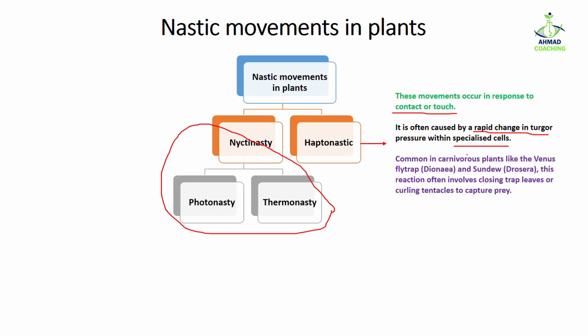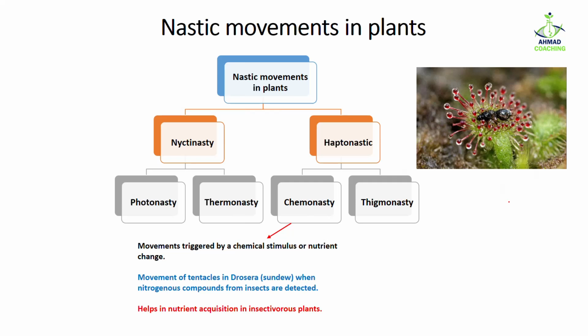This type of movement is common in carnivorous plants that rely on small insects, such as Venus flytrap or sundew, and this reaction often involves closing trap leaves or curling tentacles to capture their prey. The haptonastic movements are divided into two forms. One is chemonastic, the other one is thigmonastic.